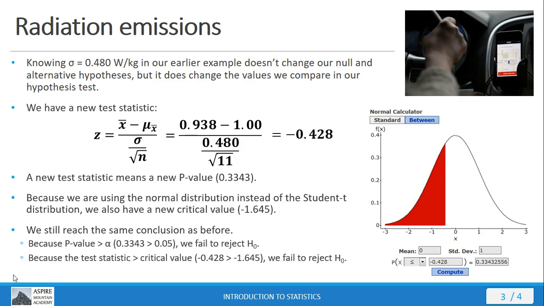Either way, we fail to reject the null hypothesis. And of course that means we're going to reach the same conclusion that we did before. There is not sufficient evidence to support the claim. So we're going to get the same thing that we got before. But, we have to calculate different numbers because we actually know what the population standard deviation is.